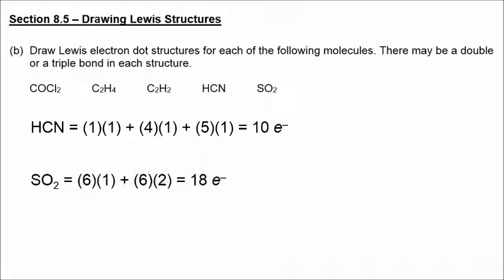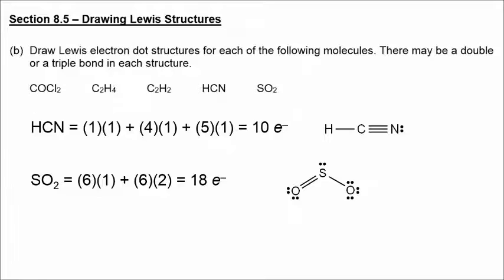HCN has 10 electrons. SO2 has 18 electrons. And you can see a triple bond between the carbon and the nitrogen in HCN. And you can see a double bond on one side between sulfur and oxygen in SO2. But each atom does have a full octet.